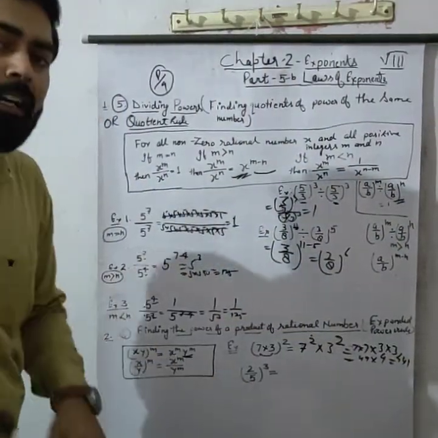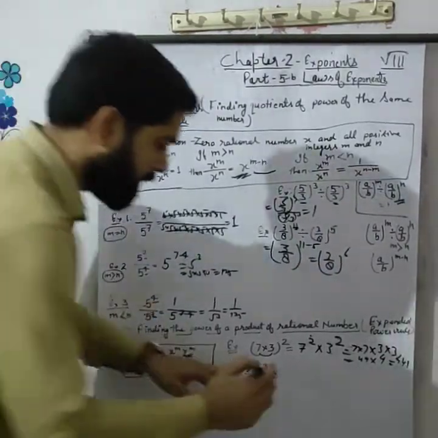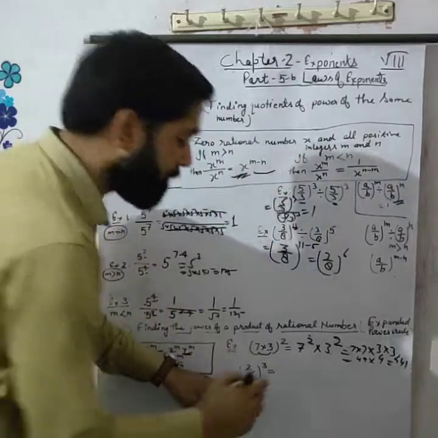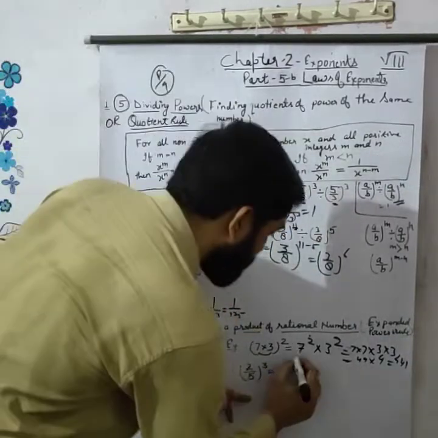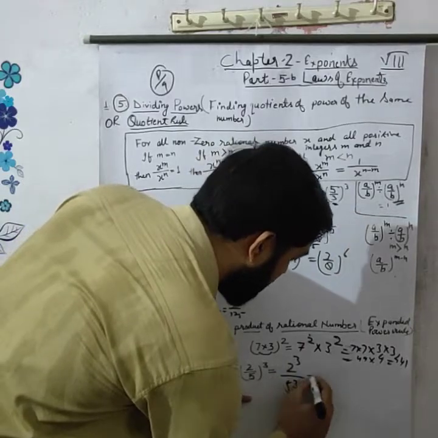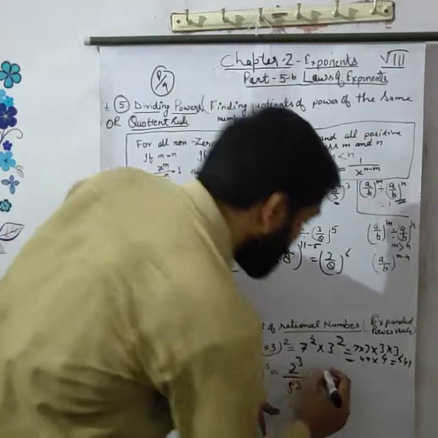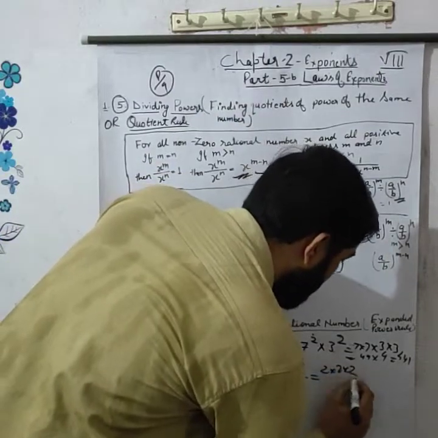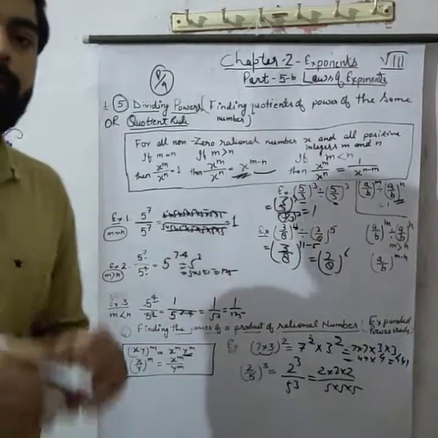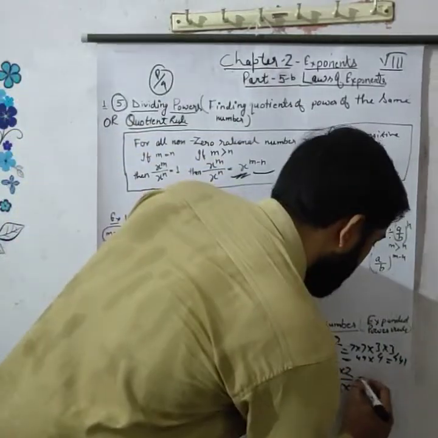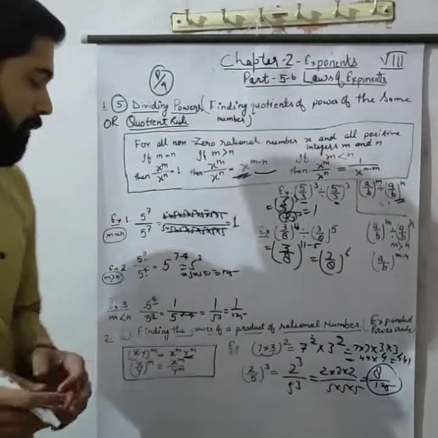Now if it is given in this form, how can we find it? So here is 2 upon 5 in rational number form. Find the power of each factor: 2 power 3 upon 5 power 3. 2 power 3 means 2 multiplied 3 times: 2 multiplied by 2 multiplied by 2 upon 5 multiplied by 5 multiplied by 5. 2 twos are 4, 4 twos are 8. So 8 upon 125. This is the value.